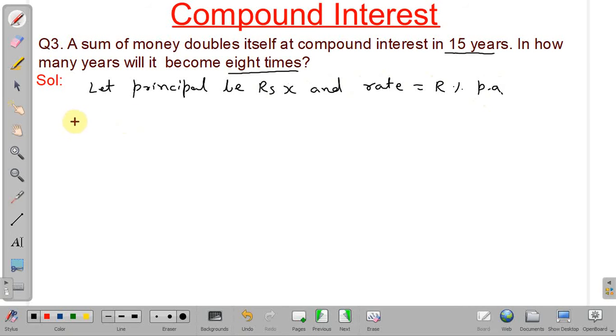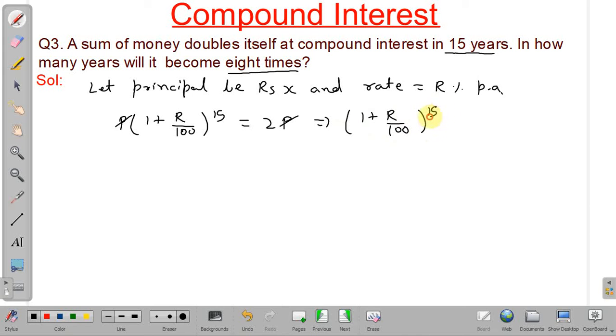Therefore, we have two cases. For the first case, it is doubling in 15 years. So, principal into 1 plus rate of interest, we have assumed r by 100 to the power 15, and it will become twice the principal. So, 2p, p will get cancelled. So, we will get 1 plus r by 100 to the power 15 equal to 2. Suppose this is equation 1.